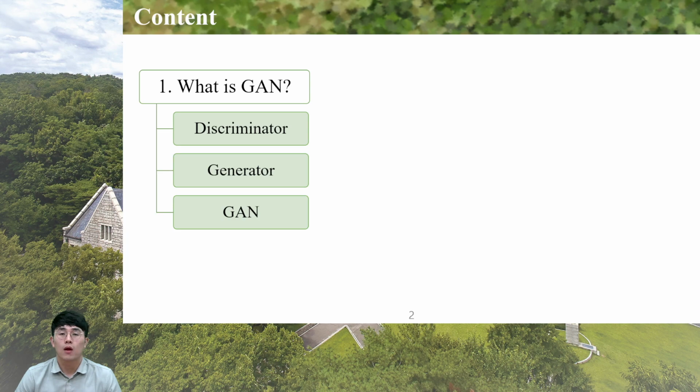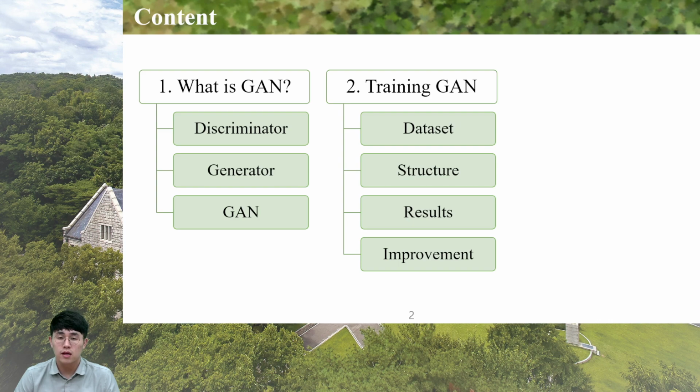I will start by giving you the presentation's order. We will go through what a GAN is in the first chapter. I'd like to discuss the components that make up a GAN first, and then how to train each component individually. I will use a simple dataset to train the GAN and examine the outcomes in the second chapter. I'd like to talk about the constraint of the applied structure and how to improve performance based on the outcomes.